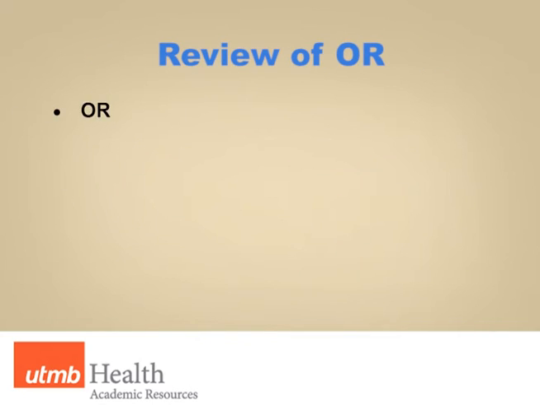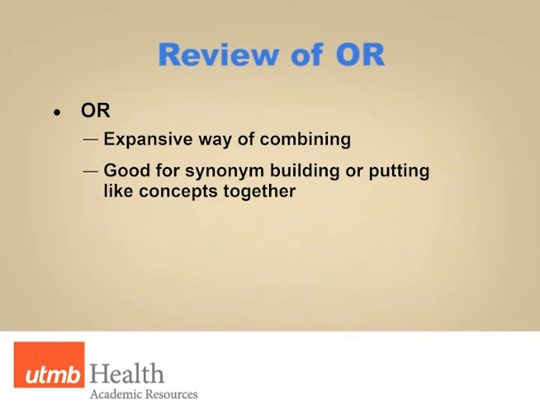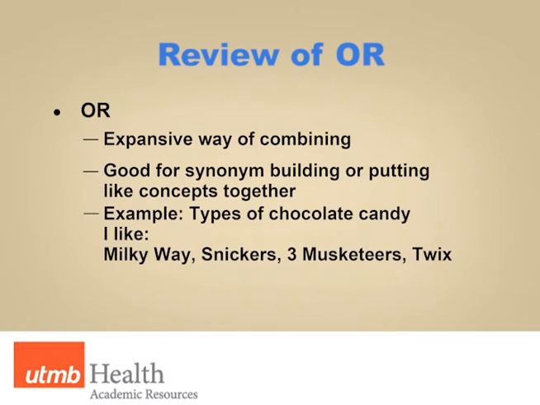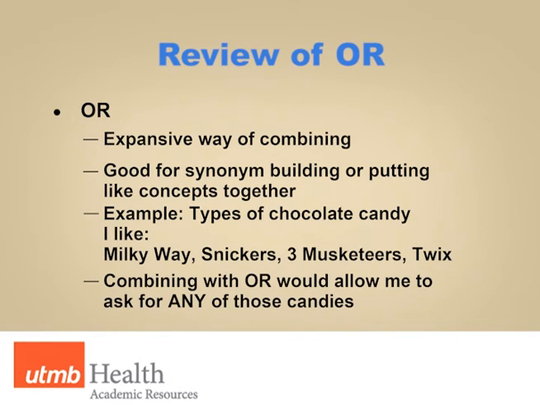A review of OR. OR is an expansive way of combining. It's good for synonym building or putting like concepts together. Example, types of chocolate candy I like: Milky Way, Snickers, Three Musketeers, Twix. Combining with OR would allow me to ask for any of those candies.